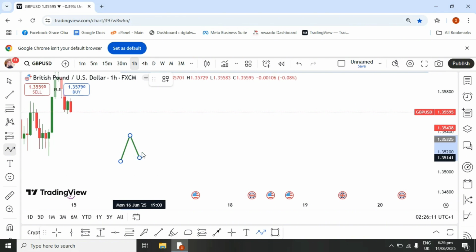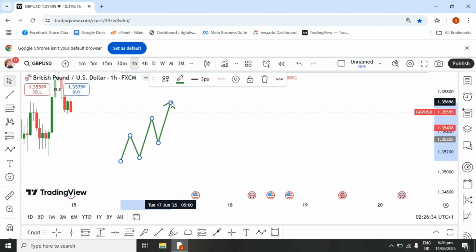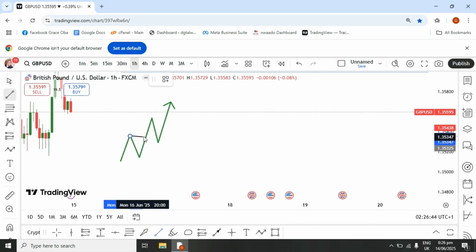Now, it created this high, right? It broke that structure, retraced back, then broke this structure again. You should note that this is a BOS, a break of structure here. And where is the origin of this swing? This is the swing, and there's a bullish order block here.